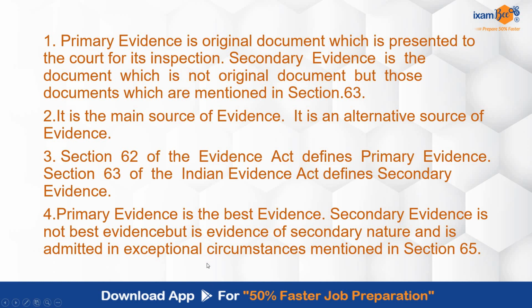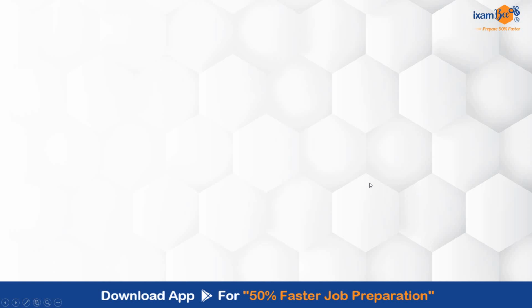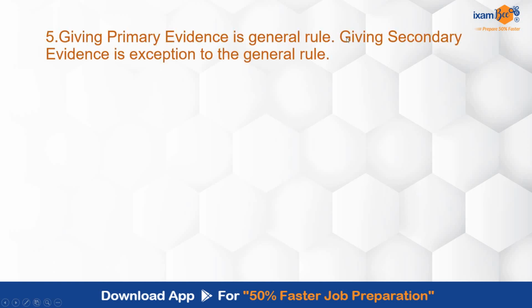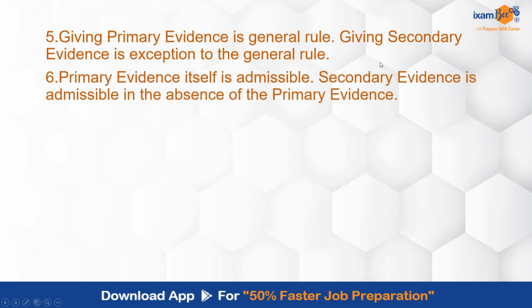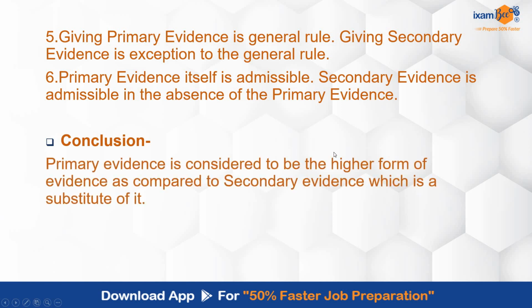As I have told you, as per the fundamental rules of evidence, direct will be the best one. So always follow the best evidence rule. But in exceptional circumstances, as mentioned in section 65, you can take up secondary evidence. Giving primary evidence is the general rule and secondary evidence is an exception to this general rule. Primary evidence is itself admissible, secondary is admissible in the absence of primary evidence. So with these points of difference, you can conclude your answer that primary evidence is considered to be the higher form of evidence as compared to secondary evidence, which is a substitute for it.